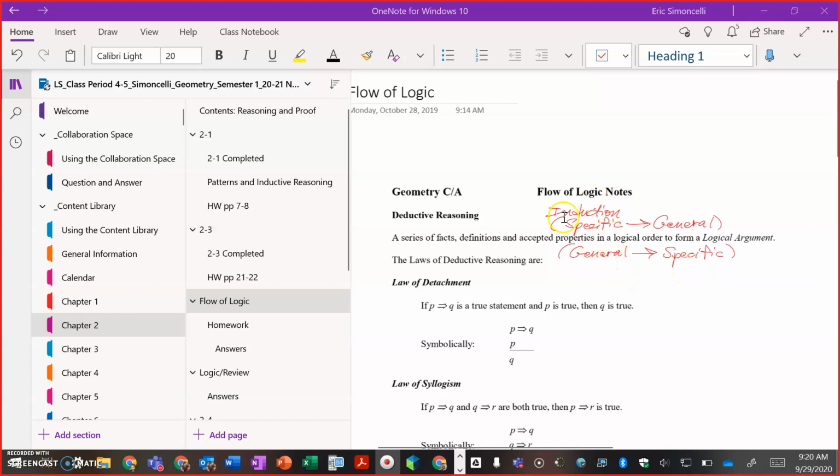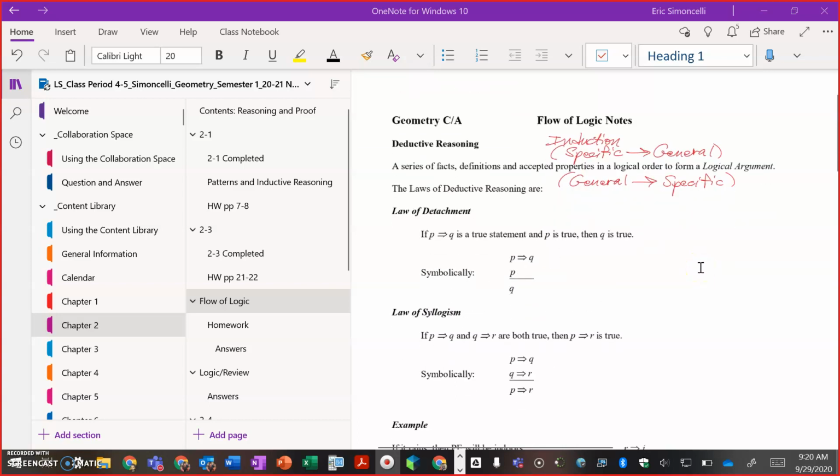Inductive reasoning, which is much harder to do, goes from specific to general information. So the flow of logic goes in that particular order. Again, as opposed to deductive reasoning, where you're given general information and you go towards the specific.